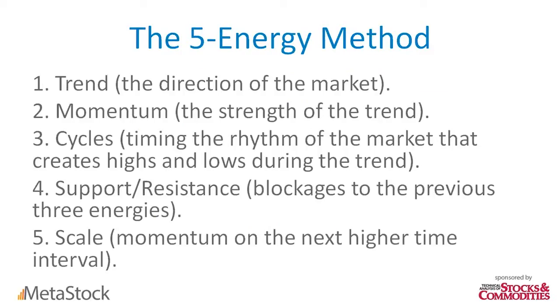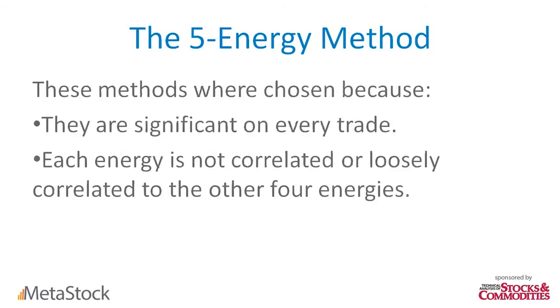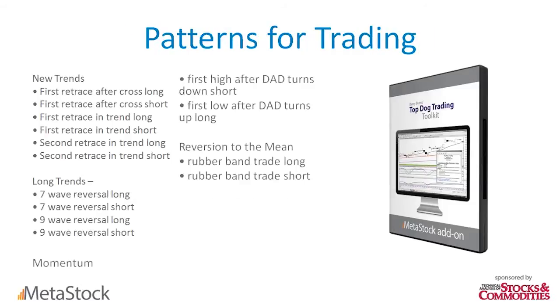He uses a 5-energy method. He uses trend, momentum, cycles, support and resistance, and scale. Those are the things that he's looking for in his trade. The thing that I like about this particular methodology is these are all different things that he's looking at to get a trade. These methods were chosen because they're significant, and all of his energies are not correlated or only loosely correlated to the other 4 energies.